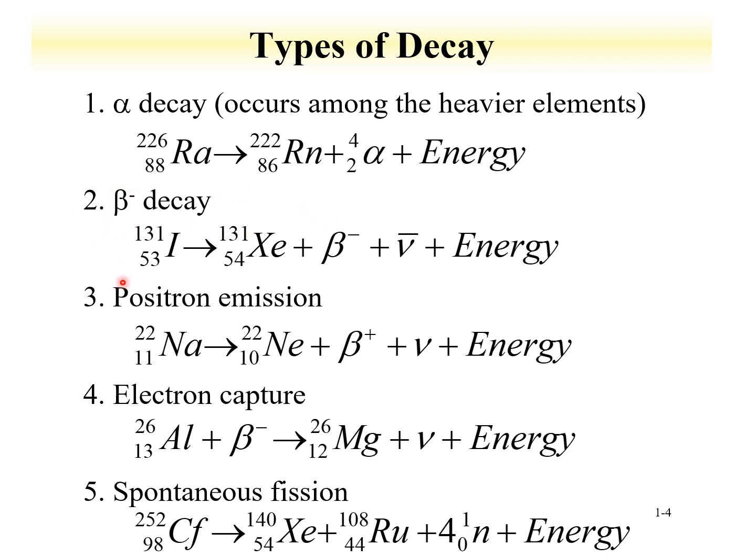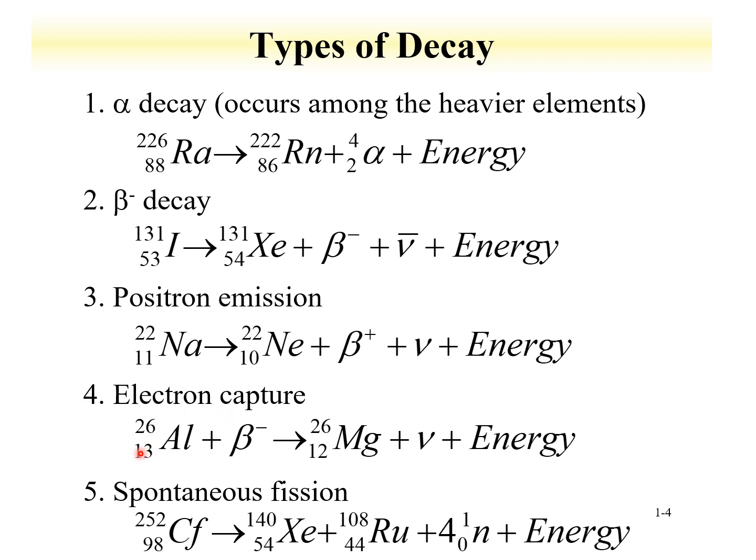Beta minus, in this case, a neutron is converted into a proton, so it moves up the periodic table. A beta particle, which is an electron, an antineutrino, and energy are produced. Positron decay, so these are in neutron deficient nuclides, where a proton is converted into a neutron, so it moves down the periodic table. A positron, which is the anti-particle of an electron, so it's the antimatter particle of an electron, and a neutrino are produced along with energy.